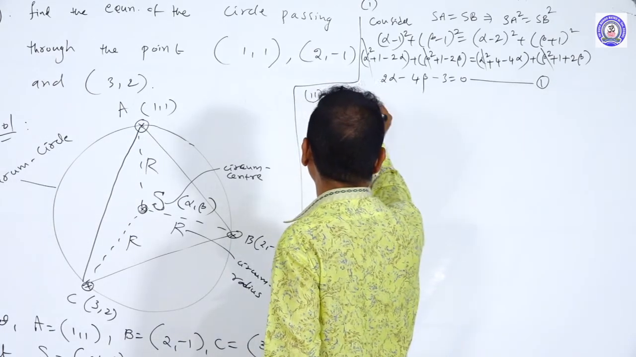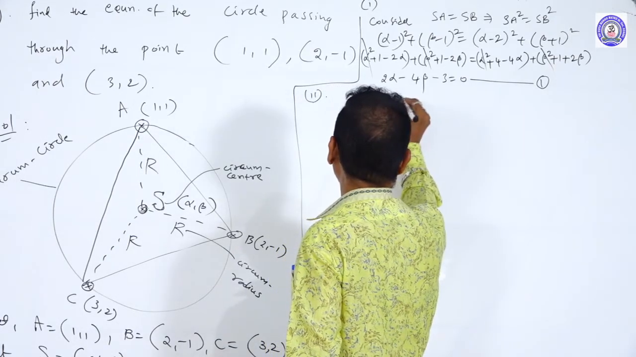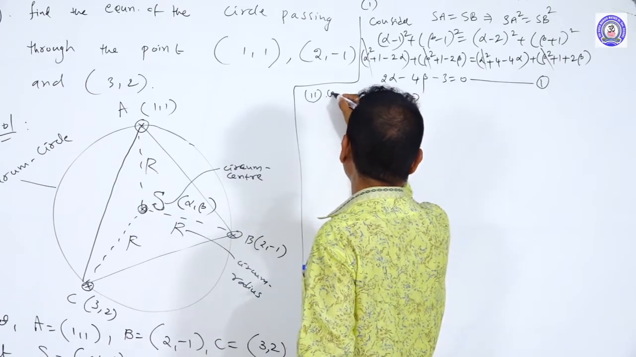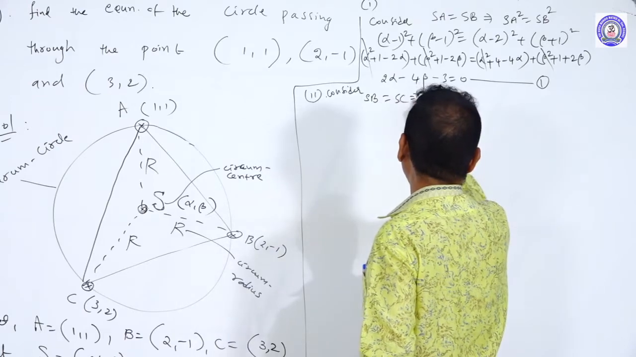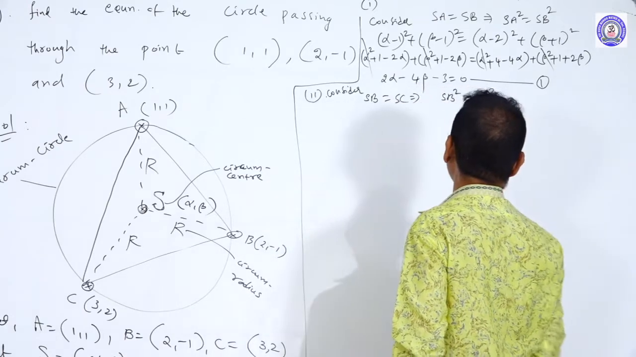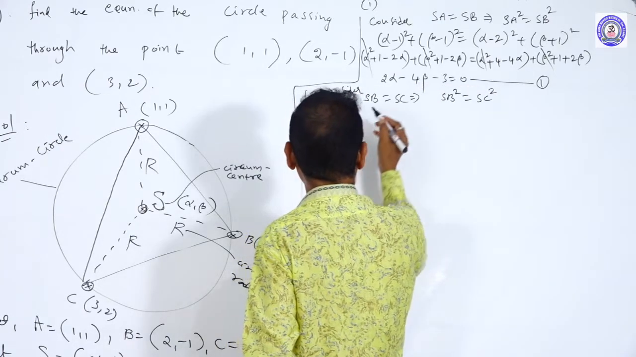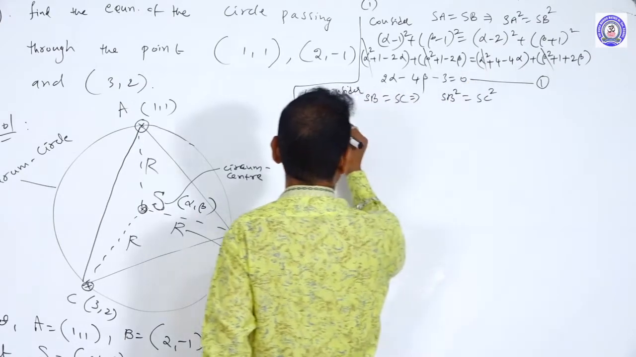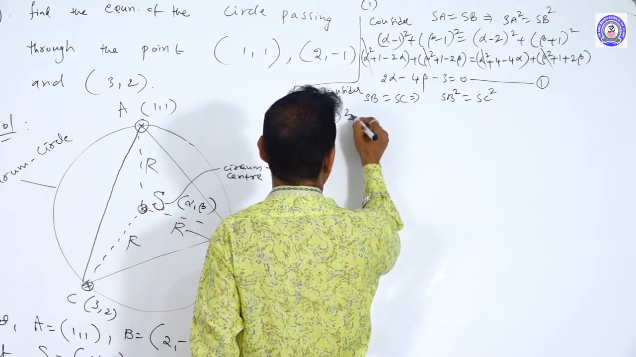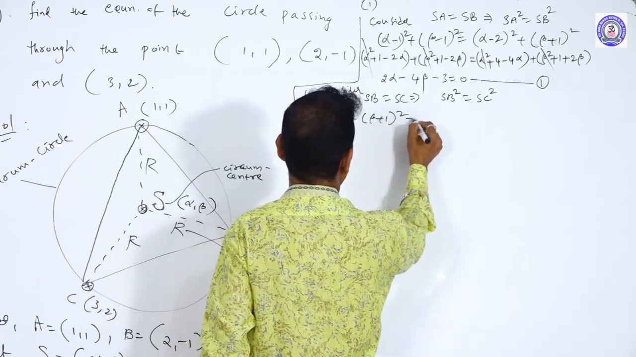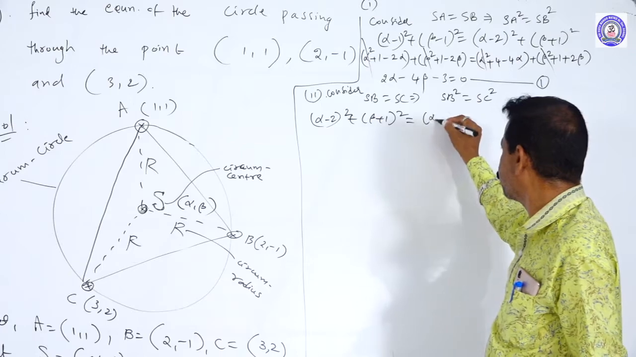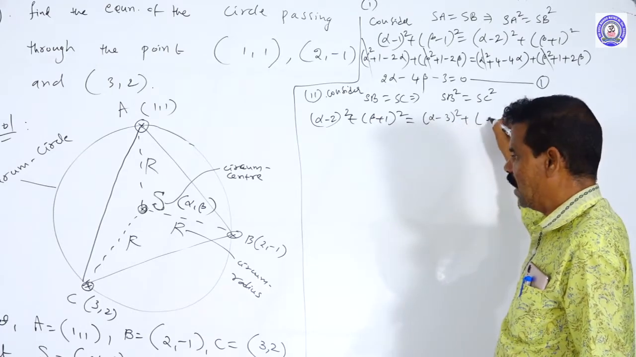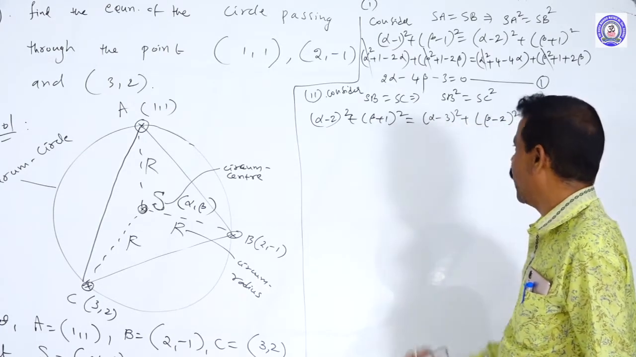Next, second: SB is equal to SC, consider. So on squaring, SB square is equal to SC square. From here also, SB square, that is (alpha minus 2) whole square plus (beta plus 1) whole square, is equal to SC square: (alpha minus 3) whole square plus (beta minus 2) whole square.